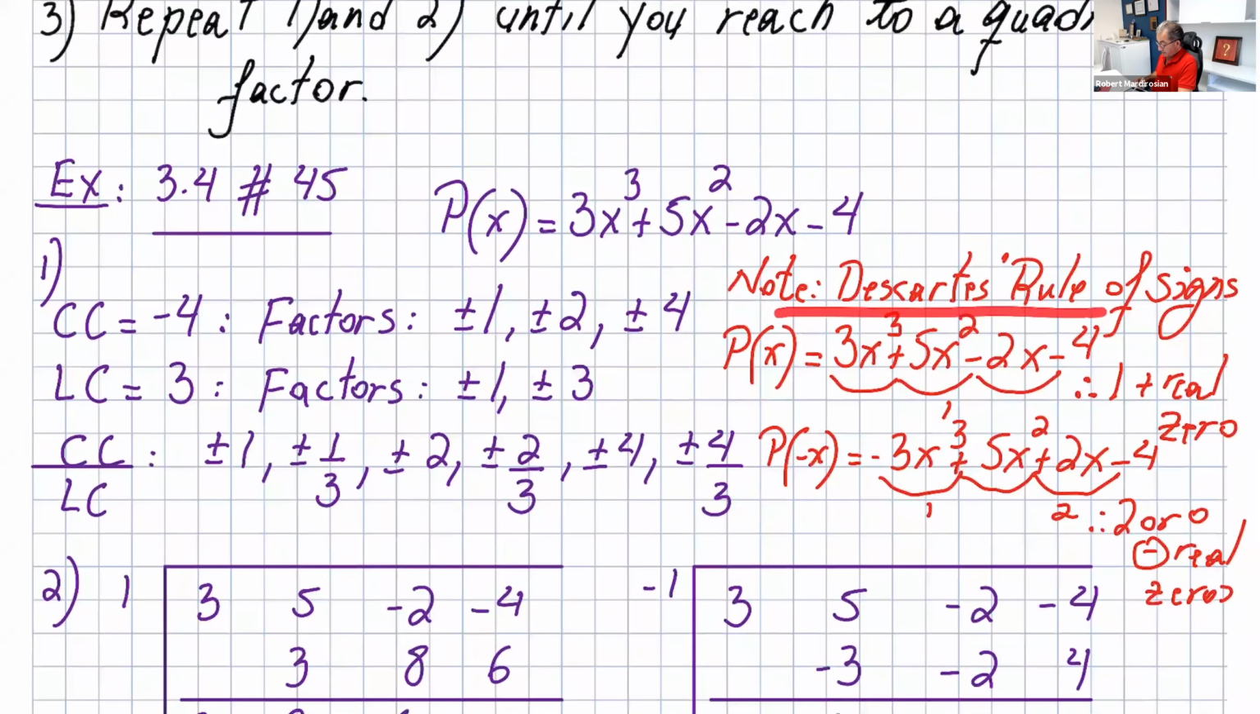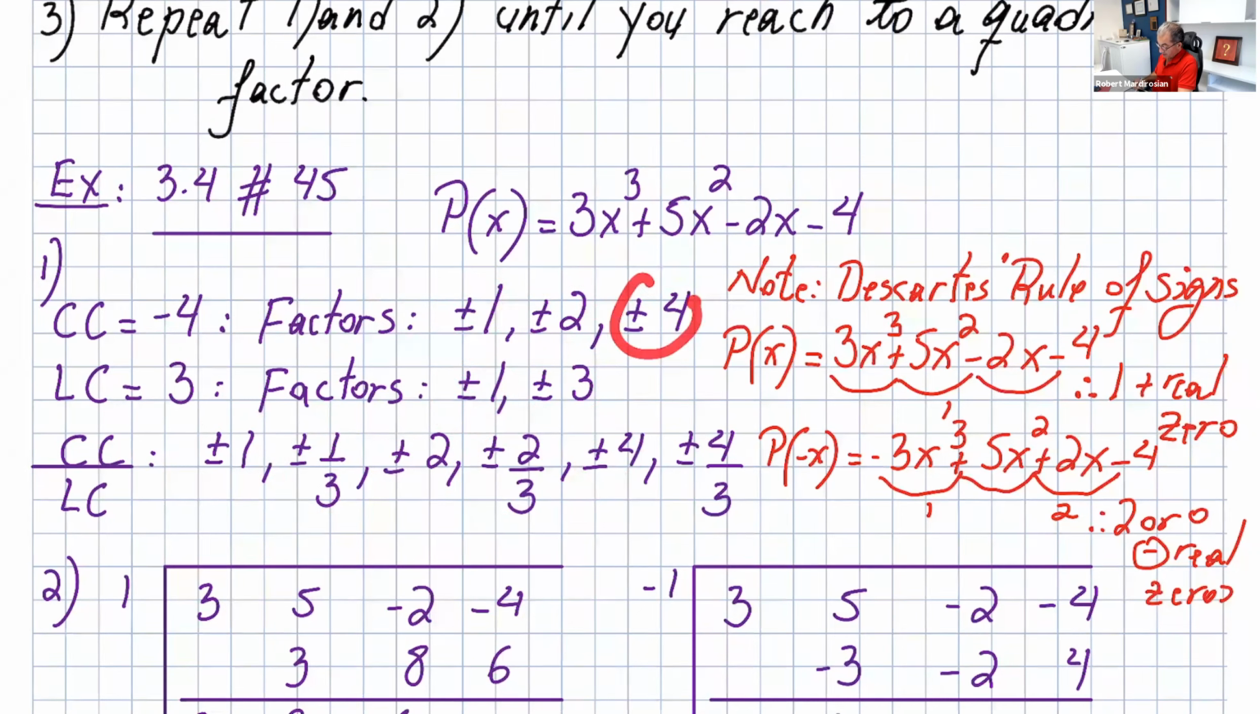I put the Descartes rule of signs here, but we don't have to worry about that. Let's just find all the possible zeros. The possible zeros are plus or minus 1 divided by plus or minus 1, which is plus or minus 1. Then plus or minus 1 divided by plus or minus 3, which is plus or minus 1/3. Then plus or minus 2 divided by plus or minus 1, which is plus or minus 2. Then plus or minus 2 divided by plus or minus 3, which is plus or minus 2/3. Then plus or minus 4 divided by plus or minus 1, which is plus or minus 4.